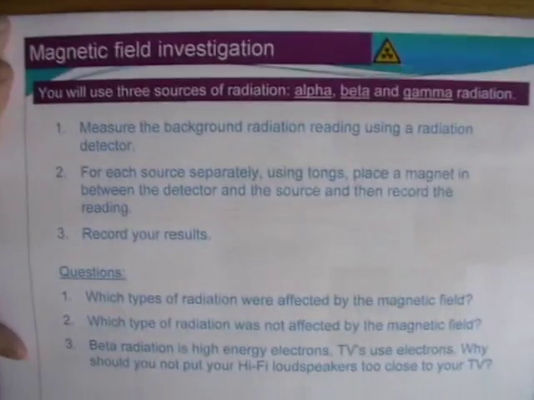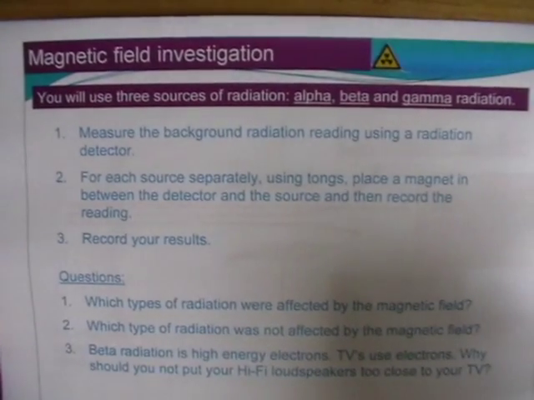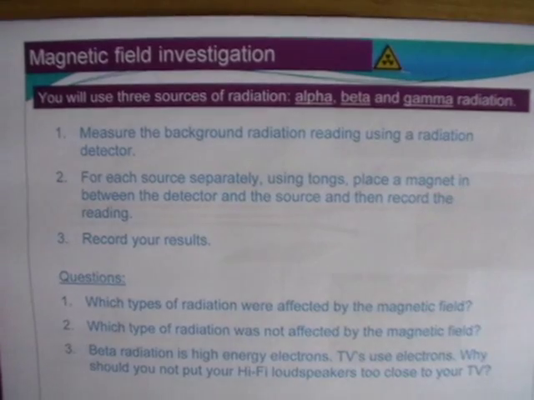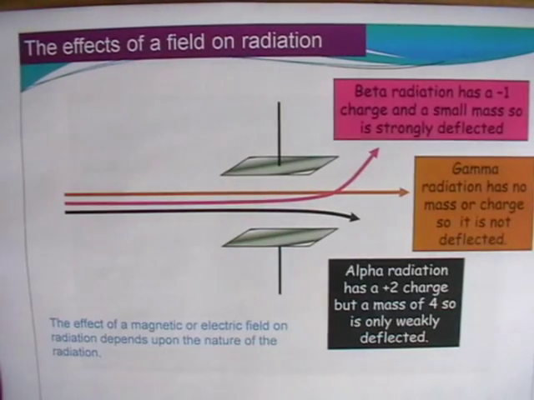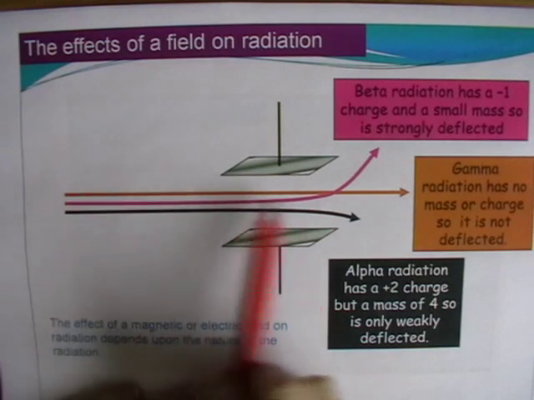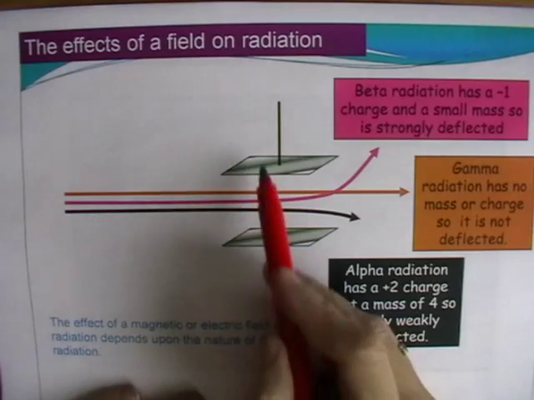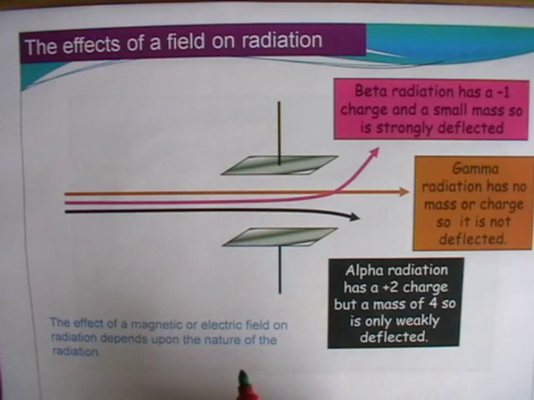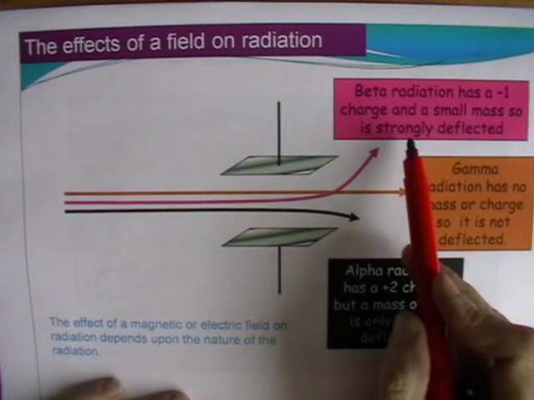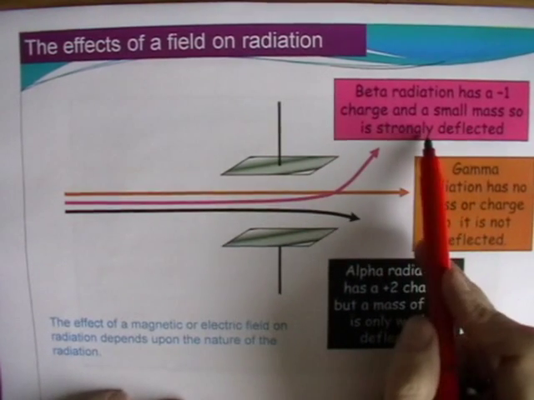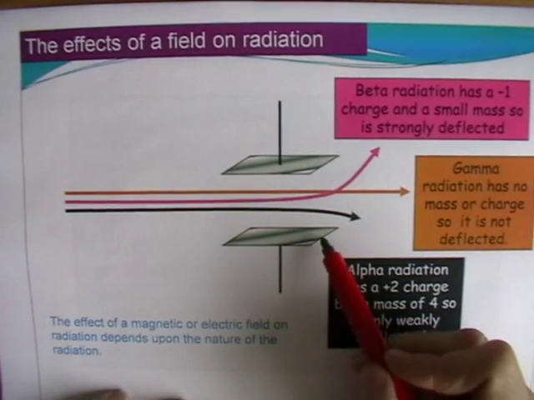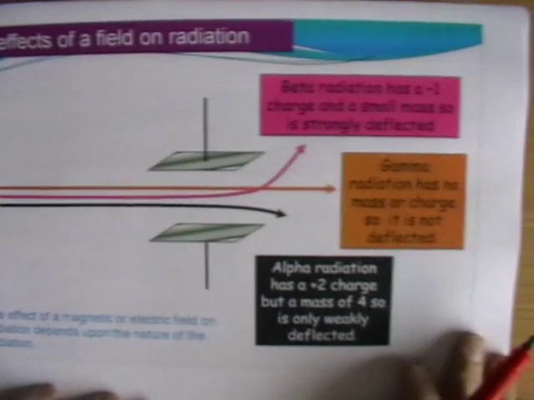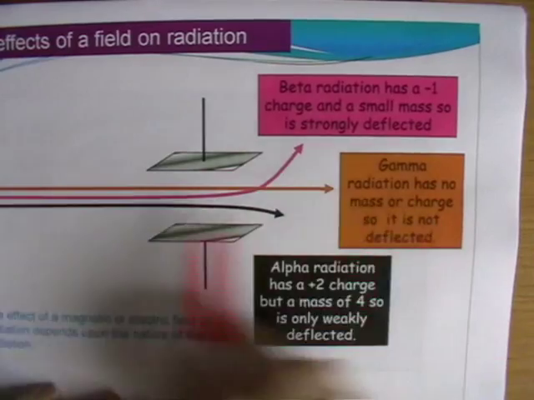Okay, the effect of a magnetic field. What you can do, and I think I won't show this to you, I'll just go on to the next slide, is set a detector over here somewhere and look at the radiation passing through. So if this is a magnetic field here, it could be a magnetic or electric field. Beta radiation is charged and has a small mass, so it will be strongly deflected. Anything that's charged will be affected by a magnetic or electric field, and beta is. Gamma radiation has no charge and no mass, and it's not deflected at all.